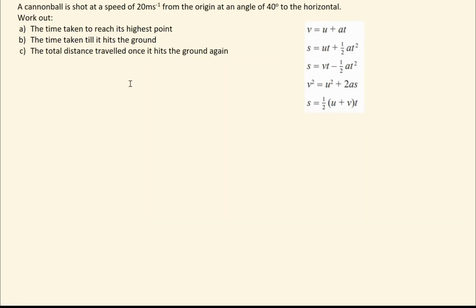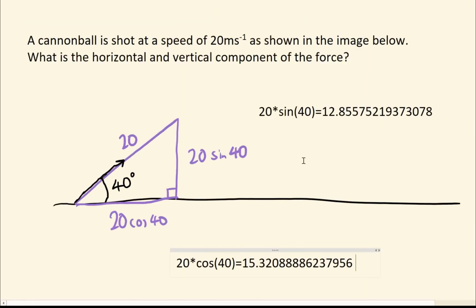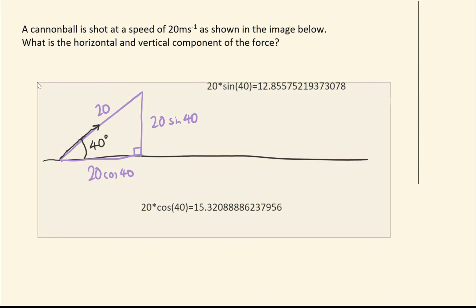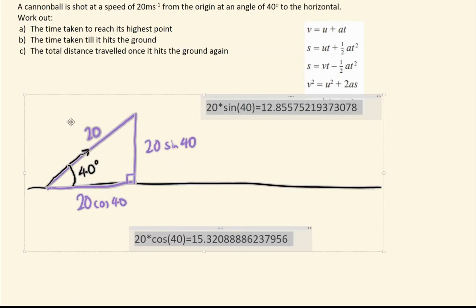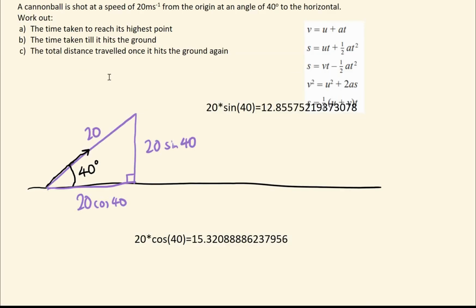Okay, this will be more like the exam question you're going to see. We've got a cannonball shot at a speed of 20 meters per second at an angle of 40 degrees to the horizontal, just as we've just seen. We want to work out these 3 following things. So first, let's copy this across, because that will give us our breakdown of the components. In all these questions, you basically want to treat the horizontal side of things and the vertical side of things as 2 separate parts.